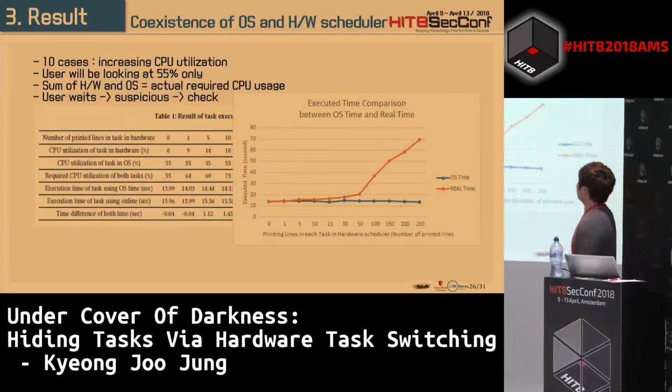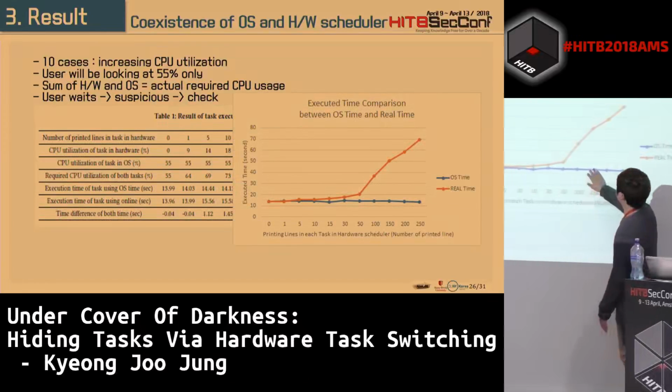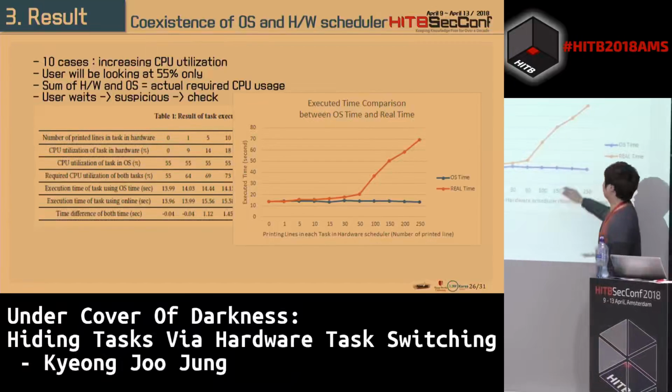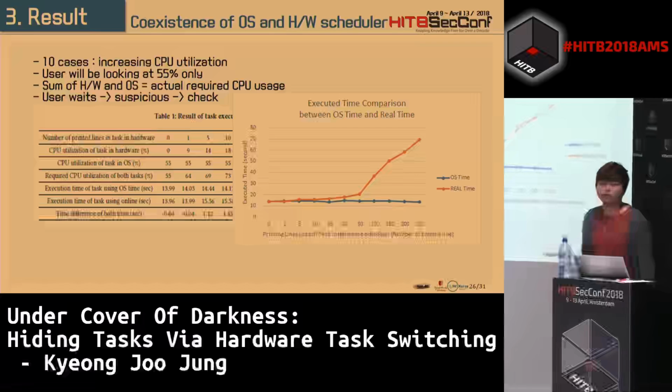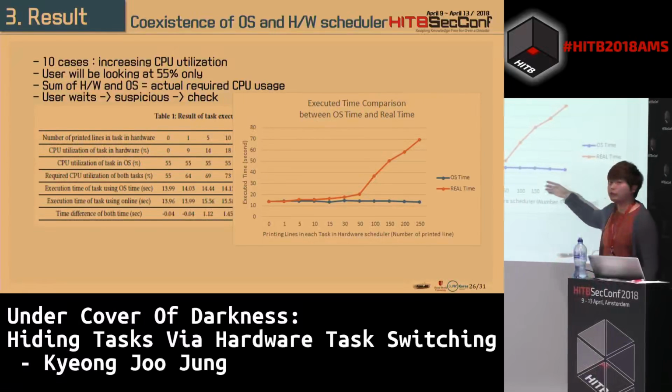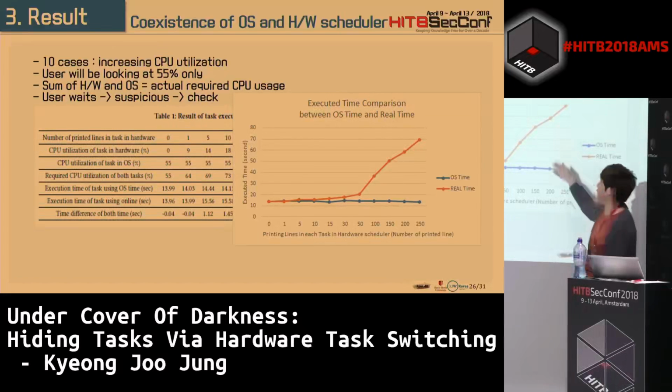And this is the line graph of the time difference. This is the OS timer, and this is the online timer. You can see that it's quite a big difference. Yeah, this is what the user should think, that the task should be taking this much time, but actually it's taking this much.